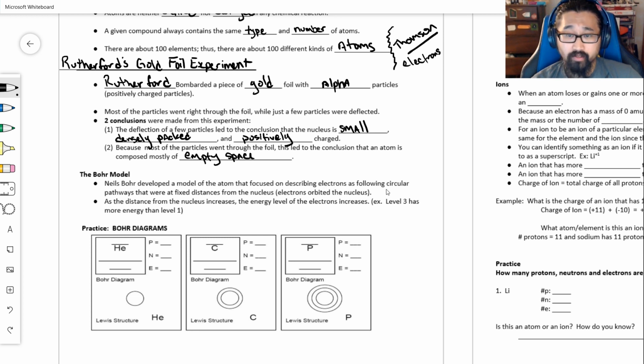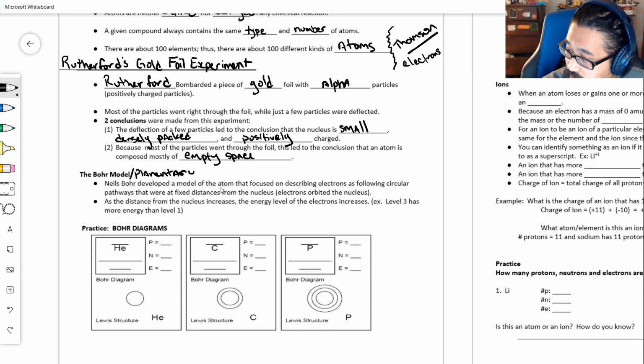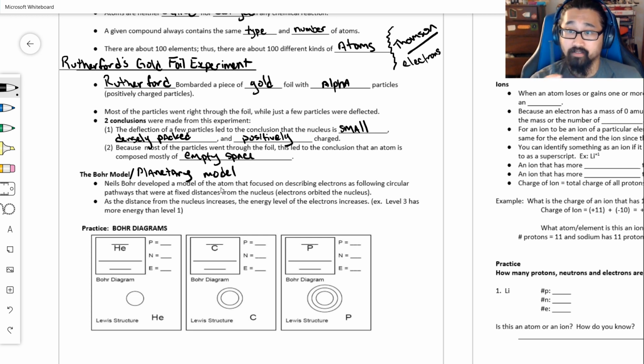And where they were, he believed, was following circular pathways at fixed distances from the nucleus, which is basically they orbit the nucleus, which is why sometimes you might see this called the Planetary Model. That's not how you spell planetary. I'm so sorry. That's much better. Well, it's better. But much like planets orbit the sun, Bohr believed that electrons orbit the nucleus.